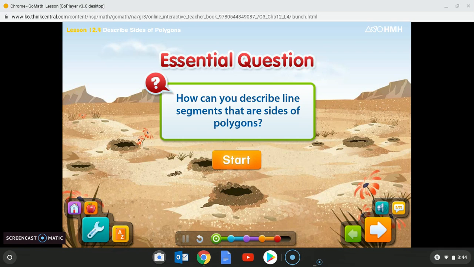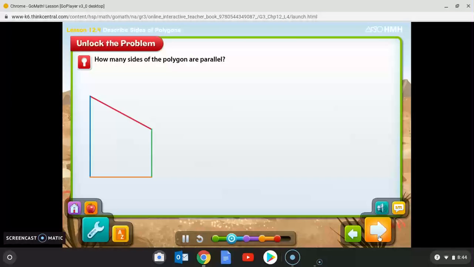So, we're going to continue talking about third grade geometry, describing polygons, line segments, and how we can now describe what the sides of a polygon are. So, let's discover what we have to do. If we have a polygon, we can describe the sides using different math terms, okay? We've talked about that these are line segments, and because there's 4 line segments and 4 angles, that would be a quadrilateral. So the question is asking us how many sides of the polygon are parallel.